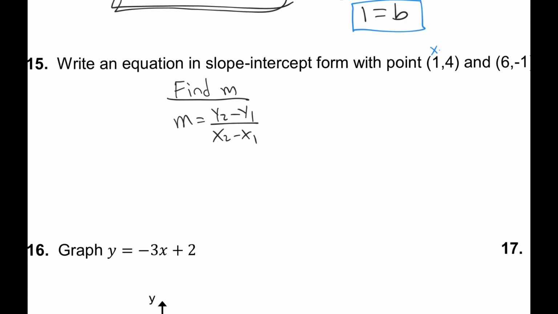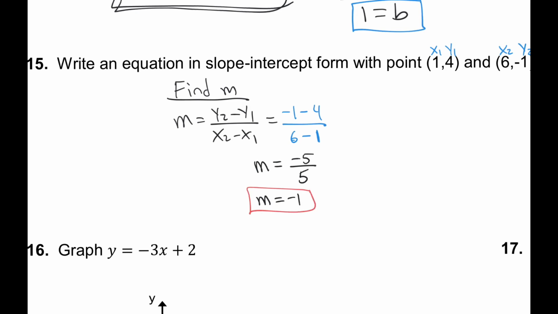So my points are x1, y1. You guys label your numbers x2 and y2. So when you guys substitute, you guys will have a -1 minus. Now 4 is not negative, so I don't need parentheses. I'm looking at the y1. It's not negative. So I'm just going to put a 4 here. Over 6 minus an x1 is not negative, so I don't need parentheses. You guys are going to simplify. So m equals -5 over positive 5. And -5 divided by 5 is -1. Okay, so we got the slope, -1.